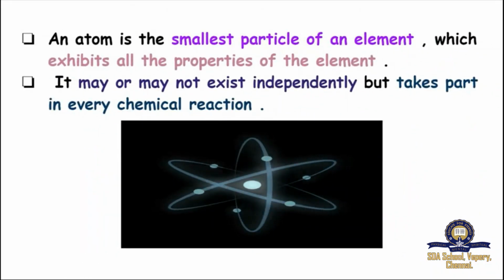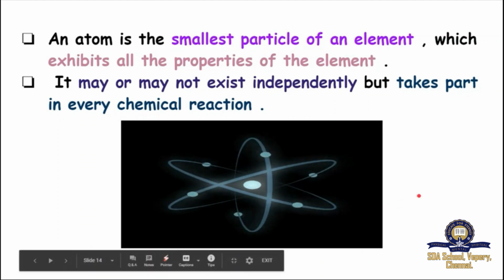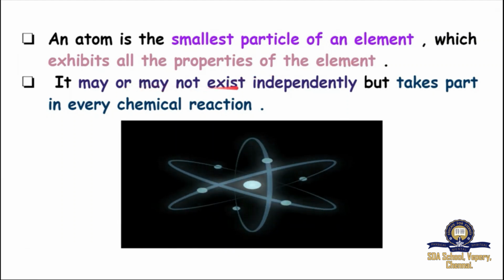An atom is the smallest particle of an element which exhibits all the properties of the element. It may or may not exist independently but takes part in every chemical reaction. Next we will see about molecules.